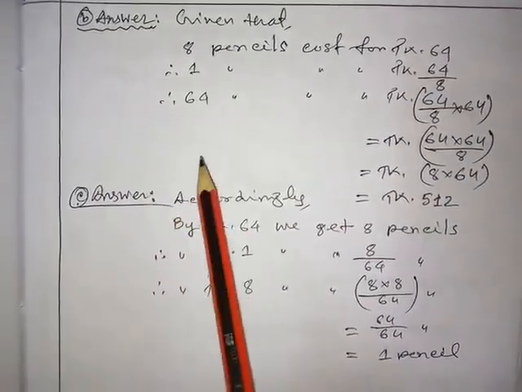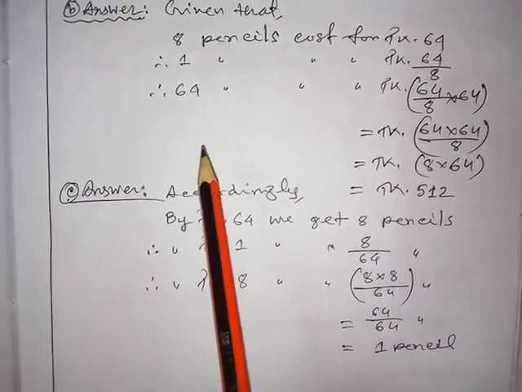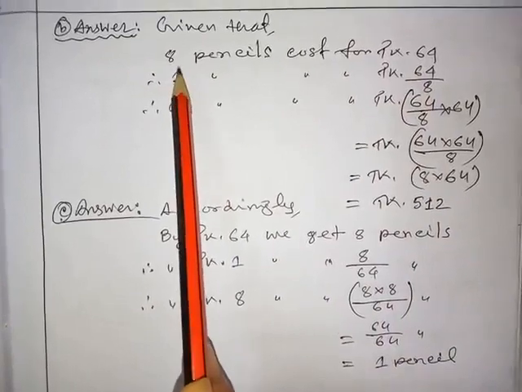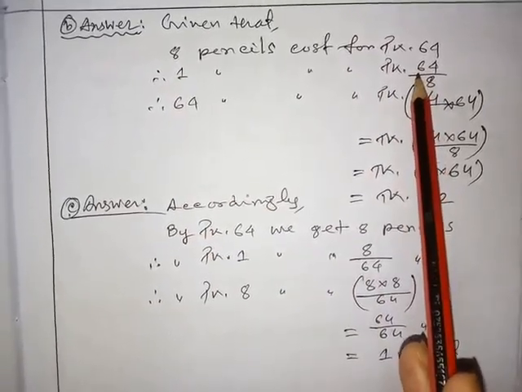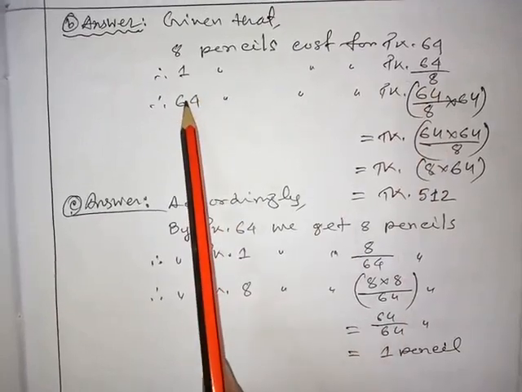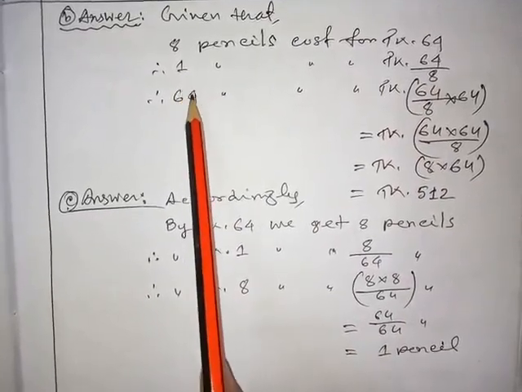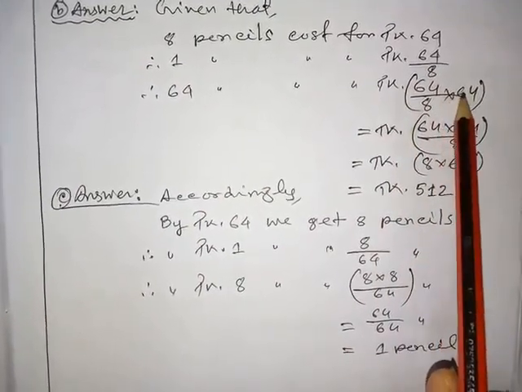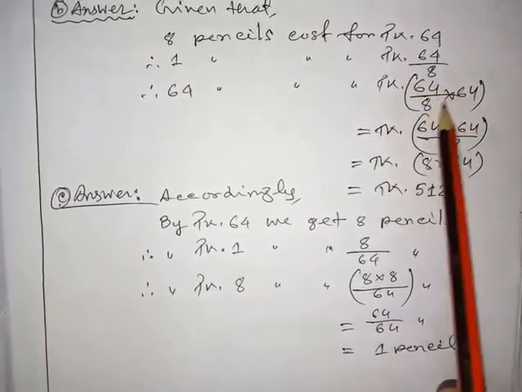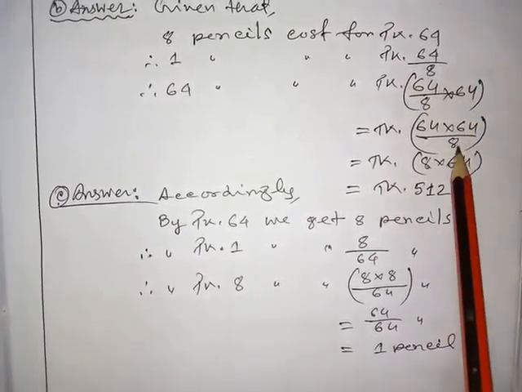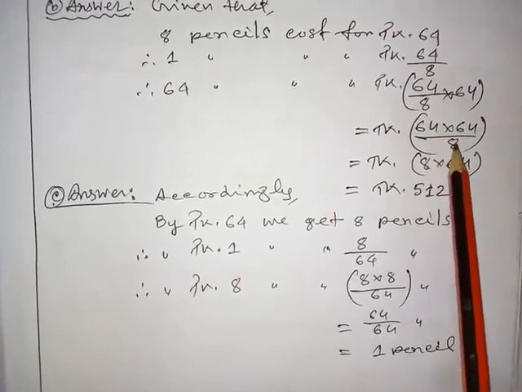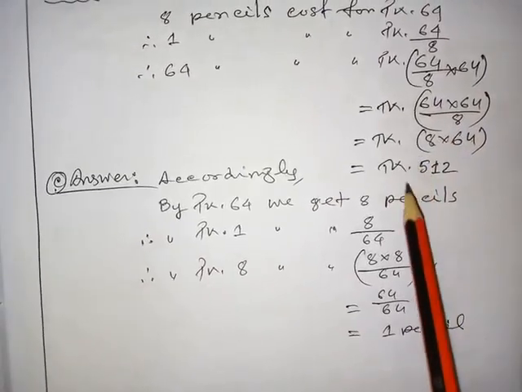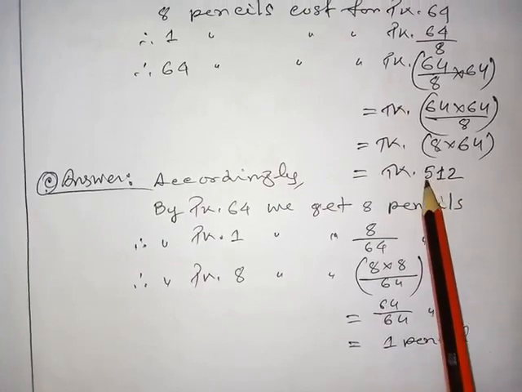Now B. It is also given in the question that 8 pencils cost Taka 64. Now if we take 1 pencil, then the number of pencils decreases, so the amount of cost will also decrease. Divide. Now if we take 64 pencils, that means I am taking more pencils against this one, so the cost will also increase. So I have to multiply by 64. Now 64 divided by 8 multiplied by 64, that is 64 multiplied by 64 over 8. So 64 divided by 8 equals 8, and this 64 will come here. Now if we multiply 64 by 8, then we will get 512. That is the cost of 64 pencils.